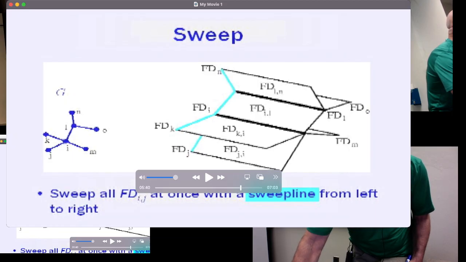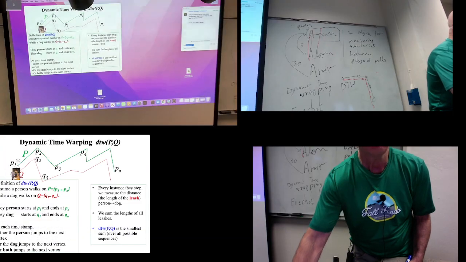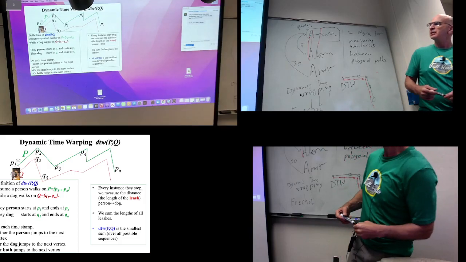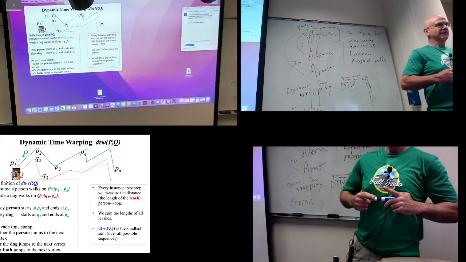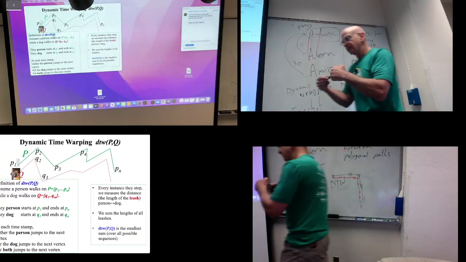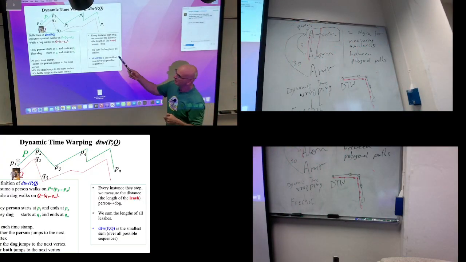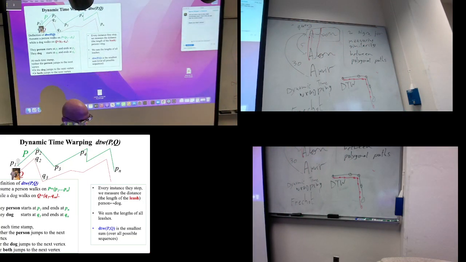That's more complicated but still very similar to what we are going to describe in the Frechet coming up very soon, and very similar to the dynamic time warping. Dynamic time warping is not the Frechet, but it's quite related. So what is a dynamic time warping?